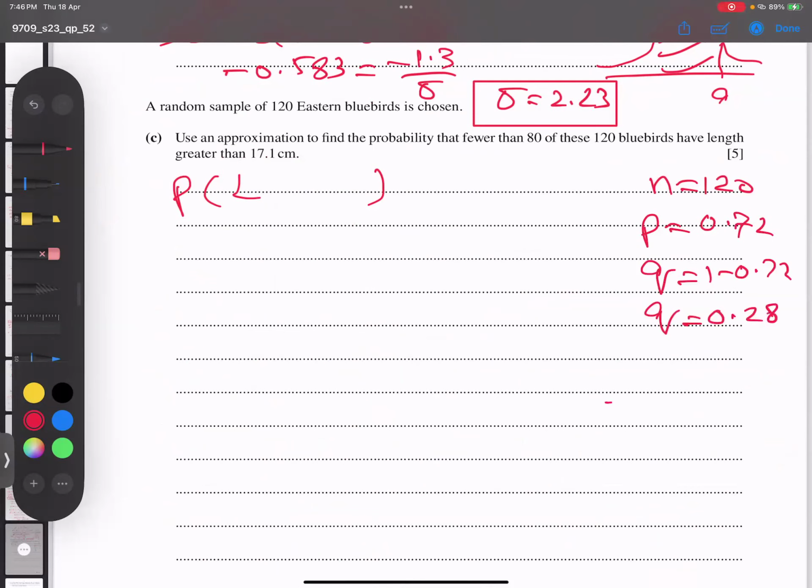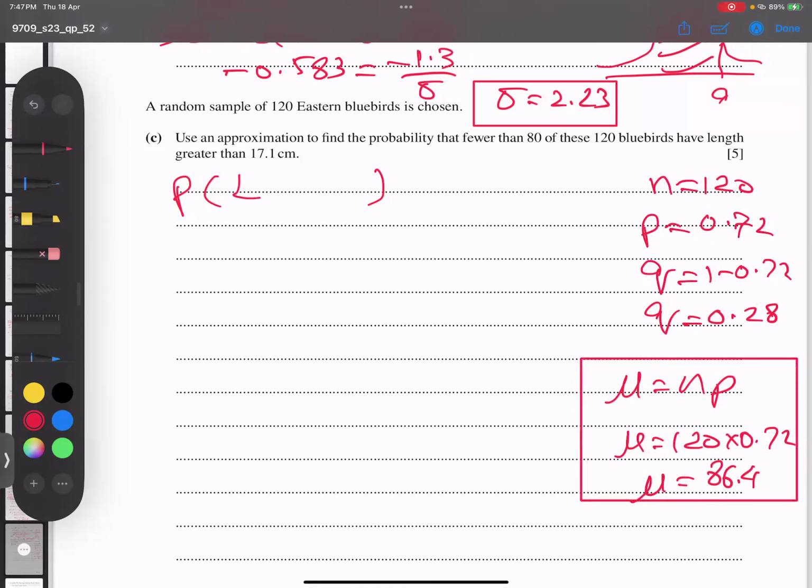So now what is the mean formula, students? NP. How to find it? This 120 comes from the top, and P is coming from here, 0.72. If you multiply, you get 86.4. So the mean value, I got it.